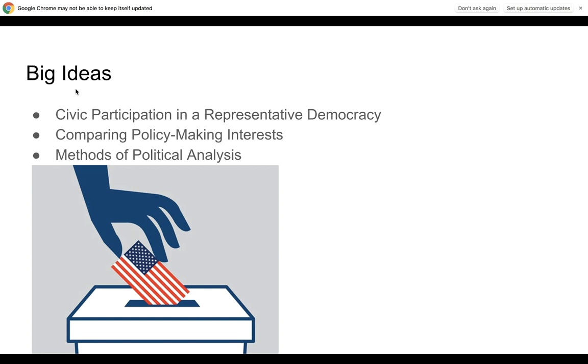So there are a couple of big ideas you want to think of as well. These are other good things. If you can make a mind map and put these 3 things in it and see how many terms you can connect out of this, that would be great. So you want to know how civic participation in a representative democracy drives elections, how it's impacted by all different types of media, how competing policy-making interests are driven by institutions like the media, special interest groups, political parties, all sorts of things, and how methods of political analysis are used to measure public opinion.